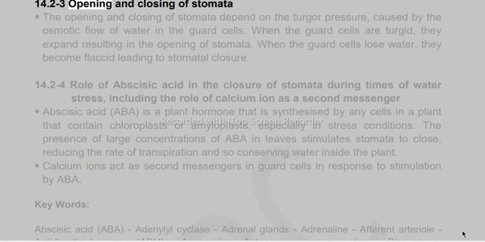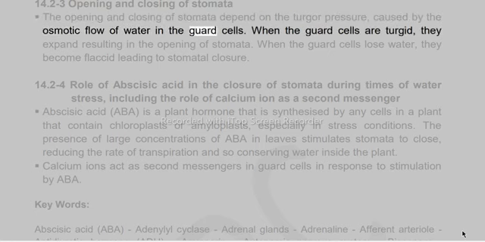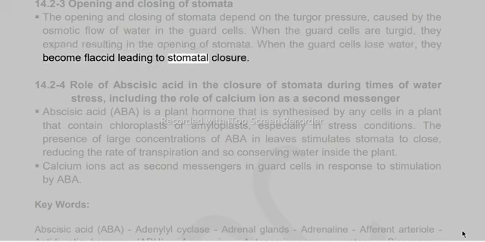14.2.3 Opening and closing of stomata. The opening and closing of stomata depend on the turgor pressure, caused by the osmotic flow of water in the guard cells. When the guard cells are turgid, they expand, resulting in the opening of stomata. When the guard cells lose water, they become flaccid, leading to stomatal closure.